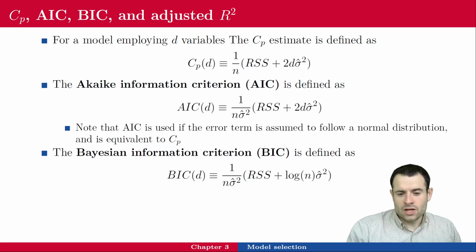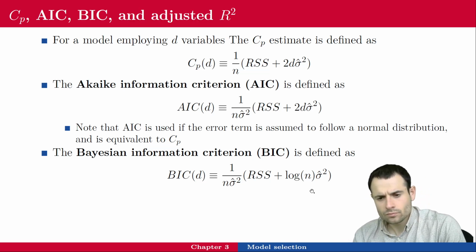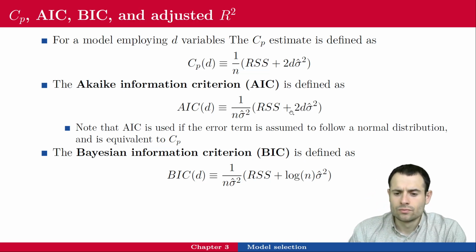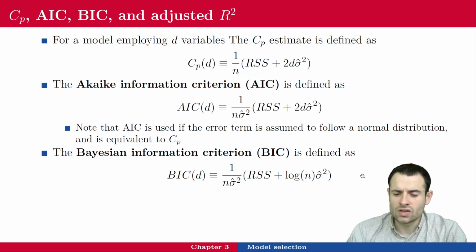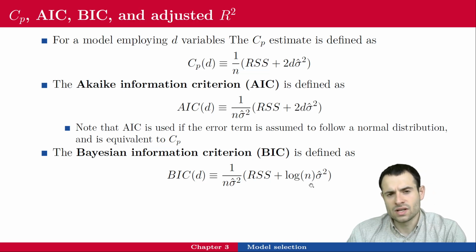The Bayesian information criterion, BIC, is defined as 1 over n sigma hat squared again, same as AIC, but the second term in the brackets is what's going to change. Now we have a log of n, and there should be a d somewhere, I need to add it later, instead of a 2. The idea is that the penalty now is also going to depend on the sample size.